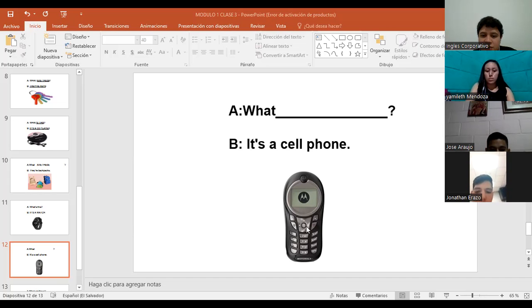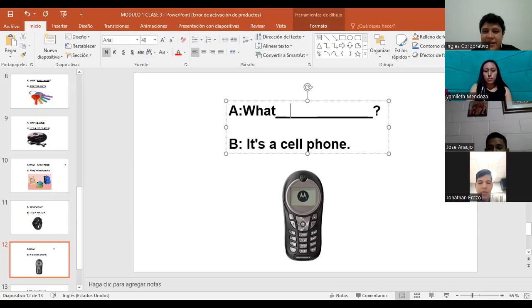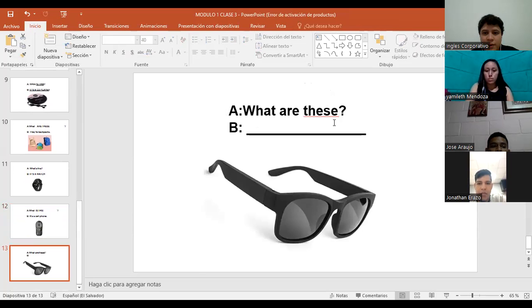¿Ven este celular, chicos? This cell phone? Do you remember this cell phone? Do you have one when you were younger? Este celular, chicos. ¿Lo lograron tener ustedes? Yes, no. Okay, so in this case it is what is this or what's this, right? Perfect, guys. So now let's move on to this one.